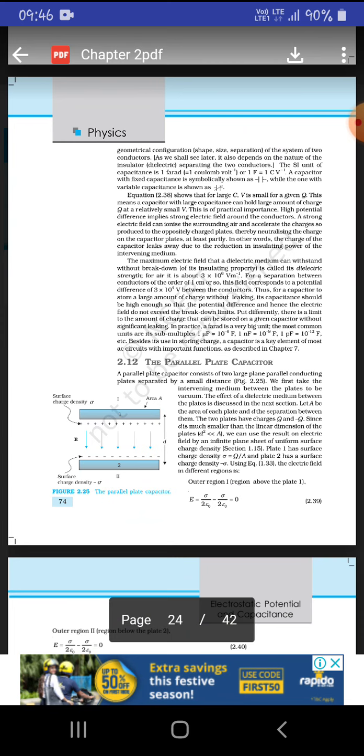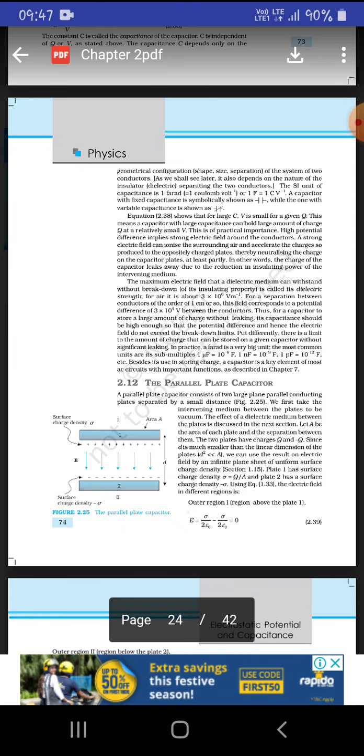Next, the maximum electric field that a dielectric medium can withstand without breakdown is called the dielectric strength.